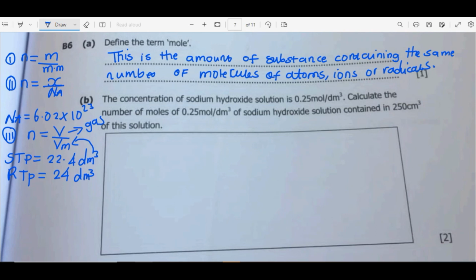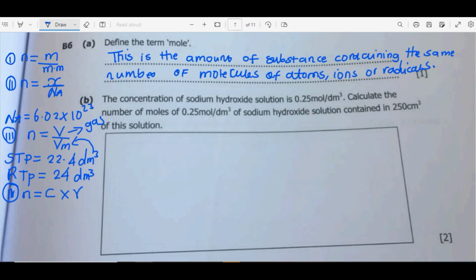It's only for a gas like carbon dioxide or oxygen that you use this formula. The fourth formula that we can use to find the number of moles is this one. Number of moles is equal to concentration times volume.